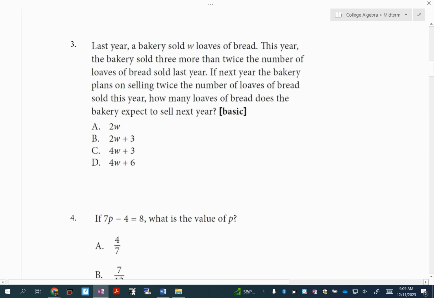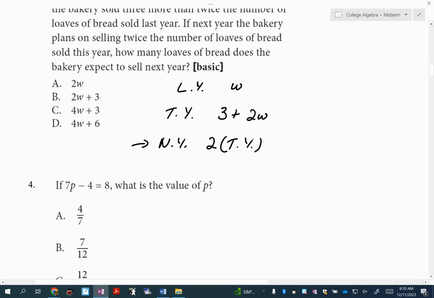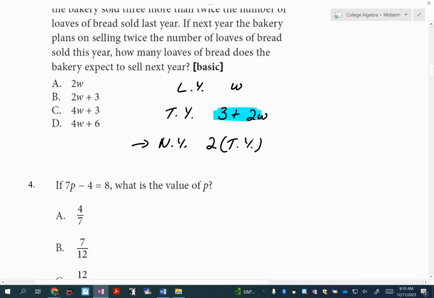Number three. All right, so last year, I'm going to put LY for last year, the bakery sold W loaves of bread. This year, the bakery sold 3 more than twice the number of loaves of bread sold last year. And next year, the bakery plans on selling twice the number sold this year. How many loaves of bread does the bakery expect to sell next year? So I'm trying to find next year. That's 2 times this year. And remember, I just wrote this year as 3 plus 2W.